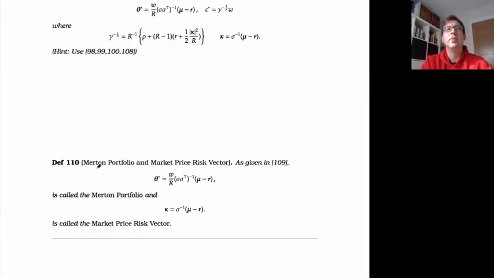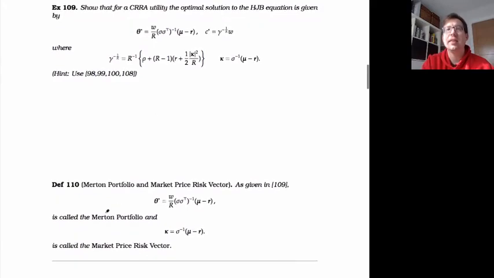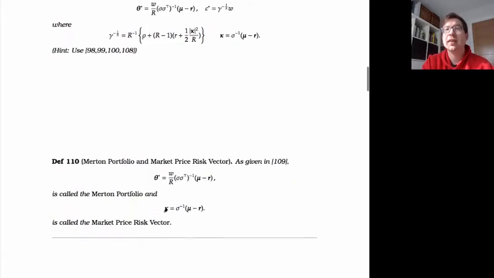Now, some definitions associated with this. The vector of assets that we hold, or the wealth that we hold, has this form when we assume that our utility function is a CARA utility. And this is sometimes called the Merton portfolio. It gives us the amount of assets that we hold in each case. And then also this kappa vector is called the market price of risk vector.